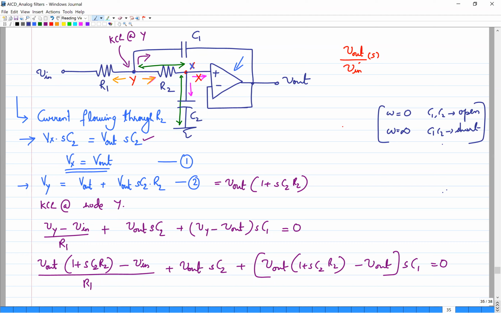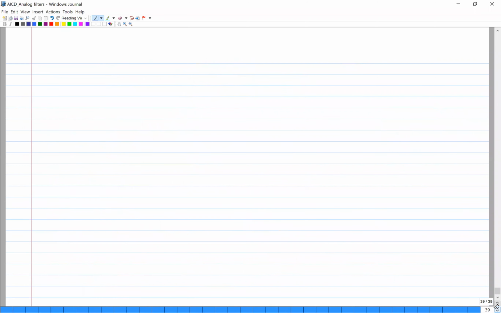Now, how can you convert this into a high pass filter? Any idea? Replacing capacitor with inductor. Yeah. Yes. So interchanging capacitors and inductance, that is the method we use for any low pass to high pass transformation.